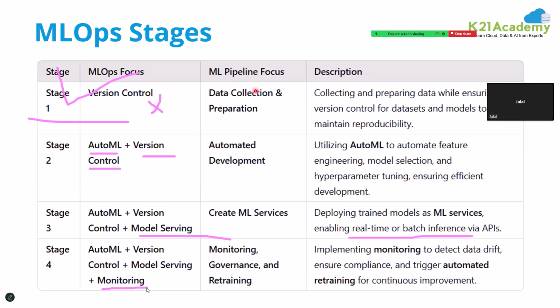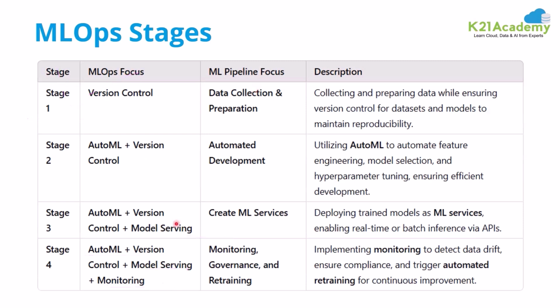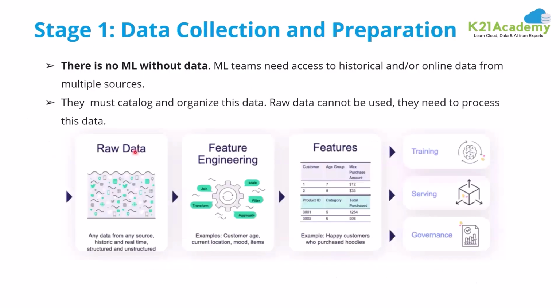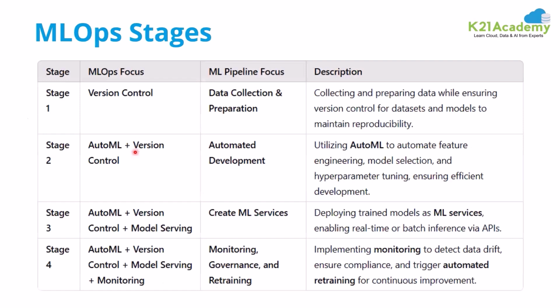And if you're more than that, you can go to the fourth stage, which is version control, automate the flow, serve the model, and even monitor the performance of the model. So those are the different stages that can be put into production. The first is data collection and preparation.